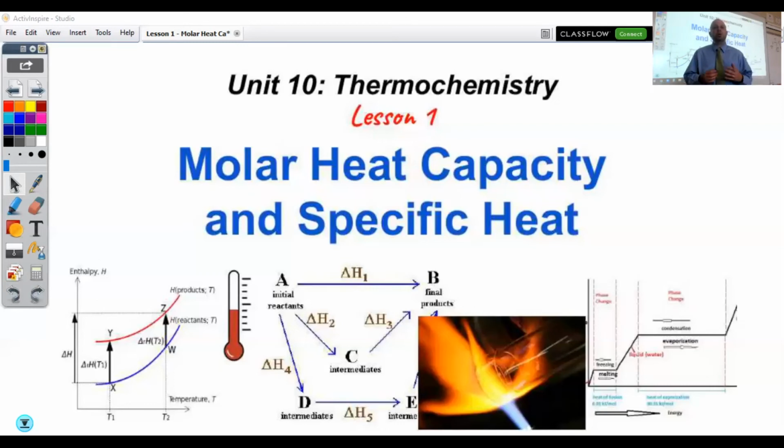In this unit, we're going to focus on the heat evolved or required for a chemical reaction to occur. We're going to take a look at phase change diagrams, heating curves, and start to relate chemical reactions and stoichiometry to the amount of heat energy either given off or required for a chemical reaction to occur. Now, let's begin by taking a look at today's lesson on molar heat capacity and specific heat.